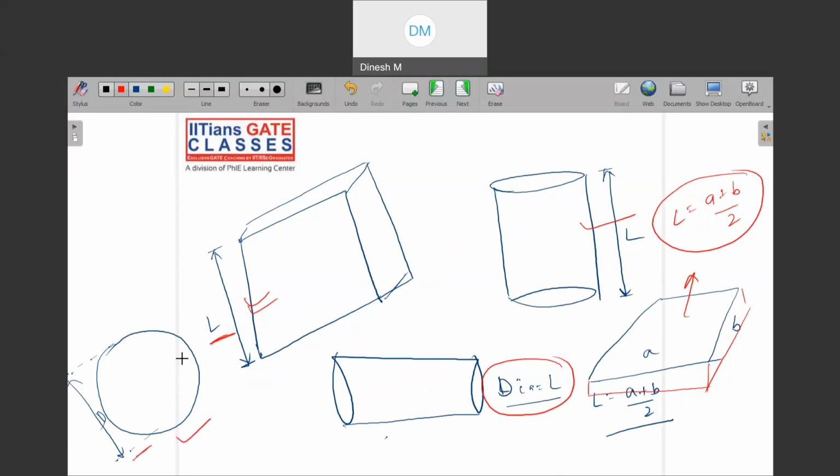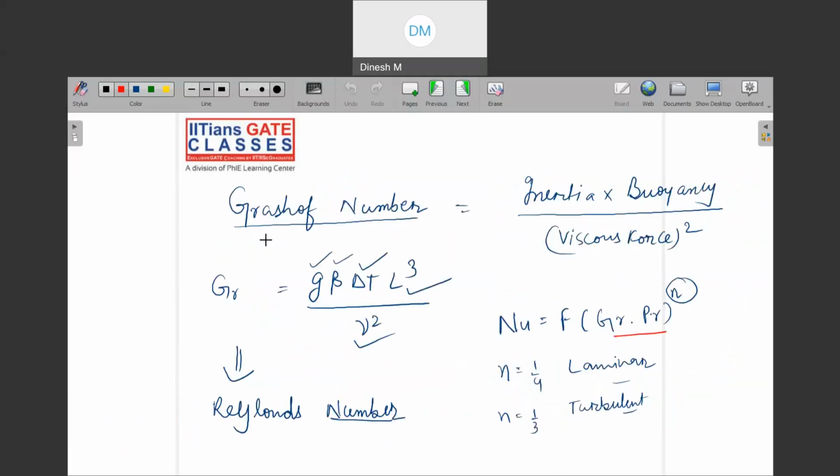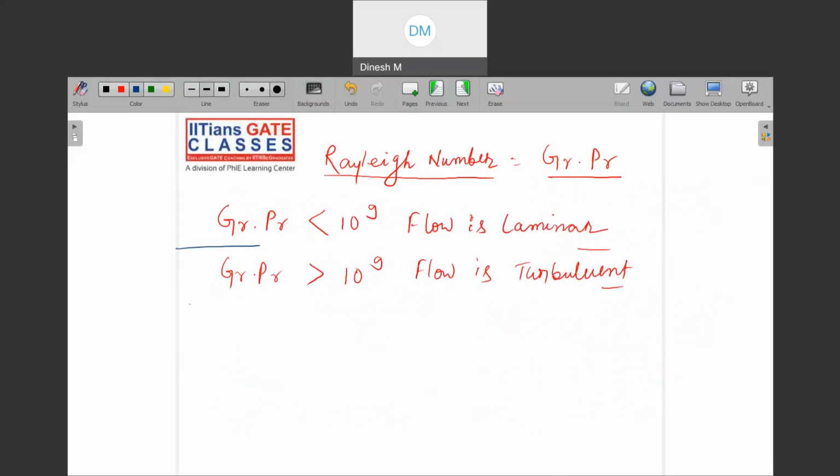And then I know that the Grashof number is the one that helps us decide whether the flow is laminar or turbulent. And now, the Nusselt number is a function of the Grashof number and the Prandtl number, and then I know what n is for laminar and turbulent, and I know when your flow will be laminar and when your flow will be turbulent.